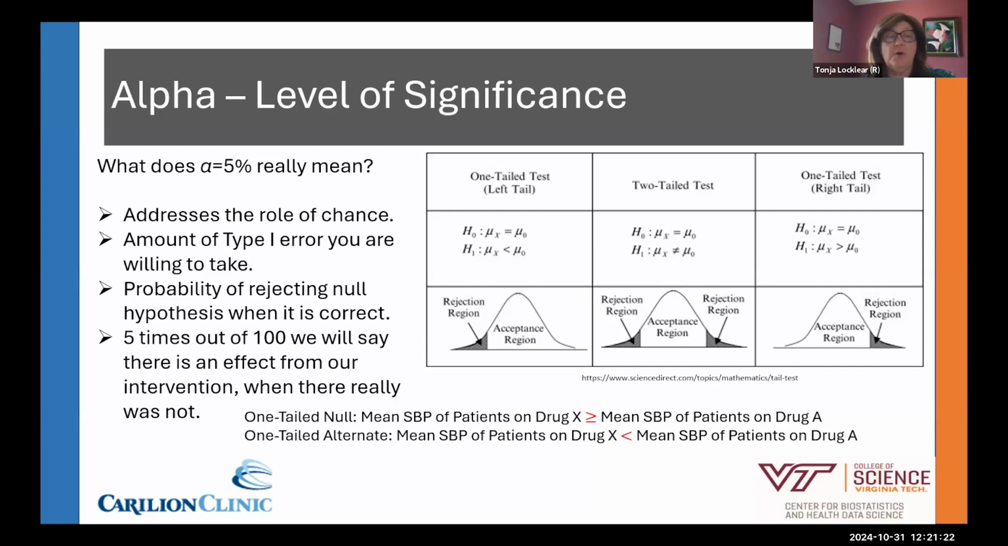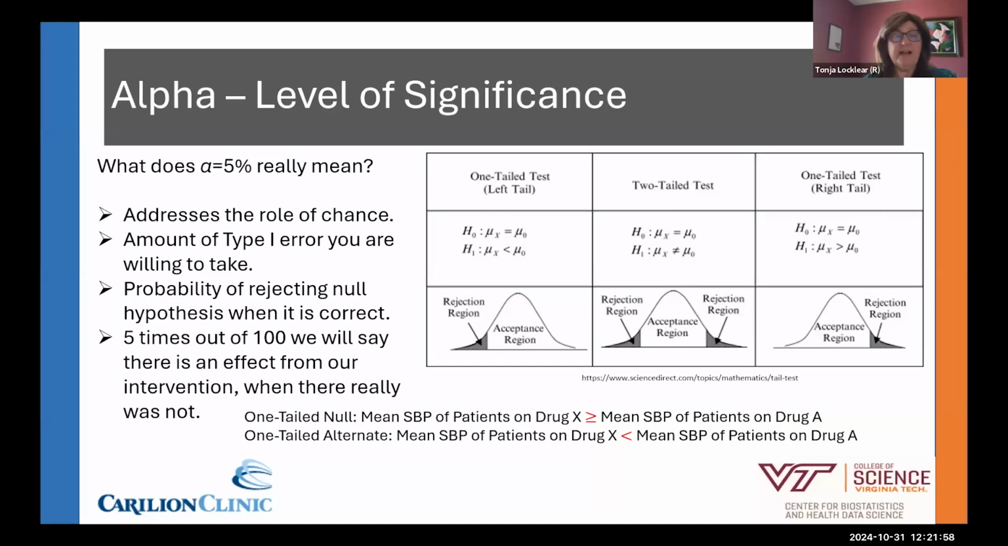That's that 5% level. I'm going to get into the type 1 errors in a couple of slides, but that's where this alpha comes into play. So it's the role of chance in your study. It's the probability of rejecting the null when it's actually correct. So we're allowing ourselves to say that we have a 5% chance that we're going to think that the intervention is working when it actually is not. And then also it means that 5 times out of 100, we're going to say that the effect from our intervention was there when it really was not.